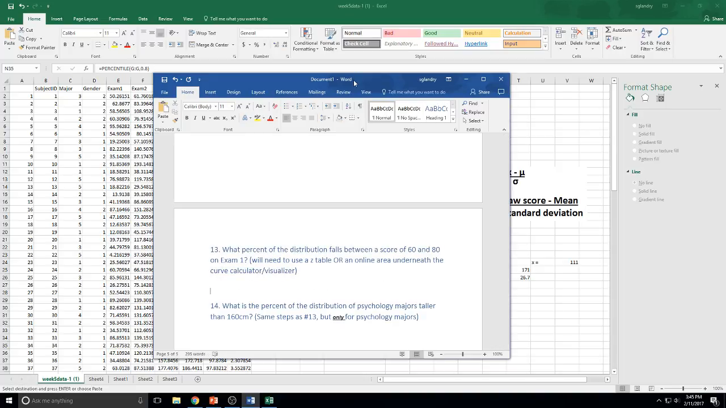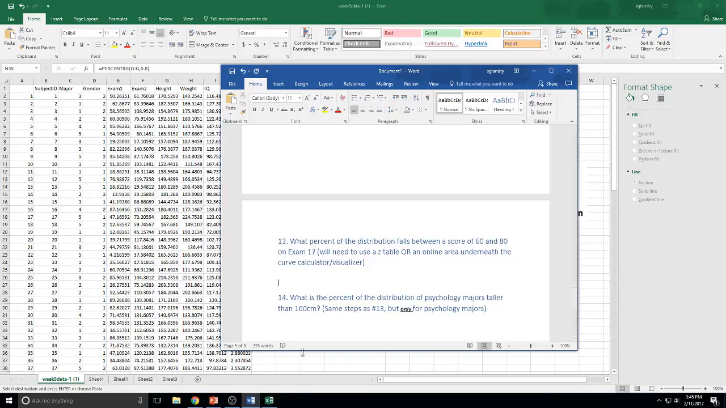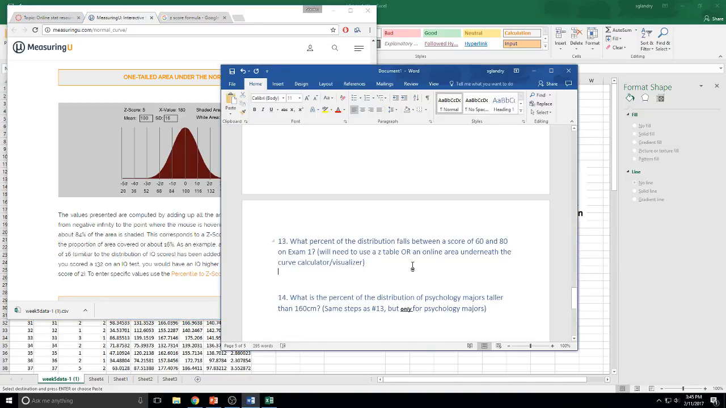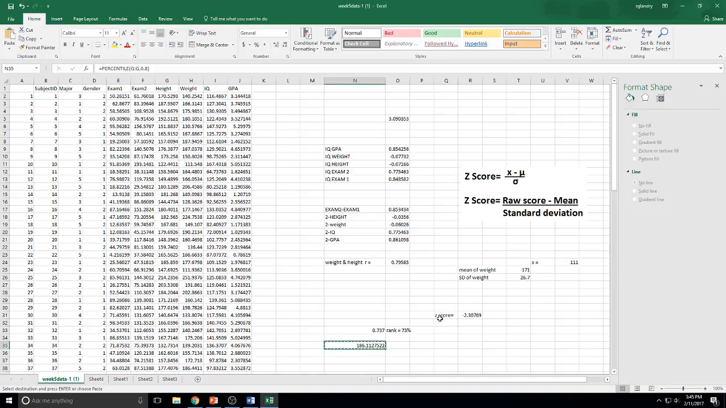Alright, so there's two different ways I can go about this. I can calculate the z-scores and then look it up in the back of a z-table, or I can just figure out the mean and standard deviation of the whole distribution, plug that into these number boxes, and then move my x value around with my mouse to figure out what the percent of the curve is, and that's the one that I'm going to do. So, for exam 1, what's the mean and standard deviation?